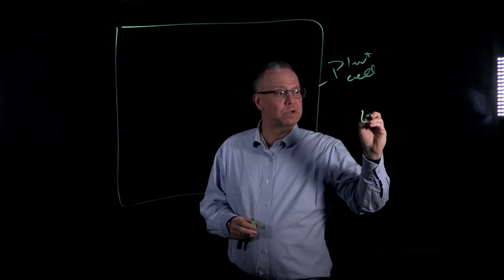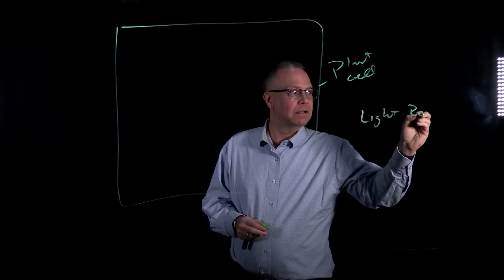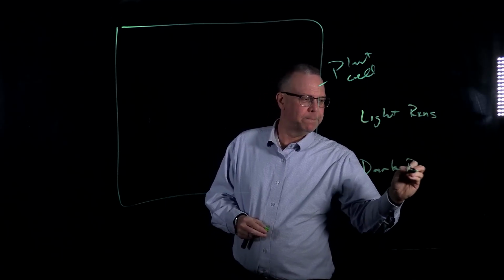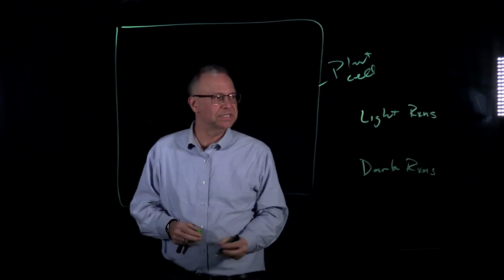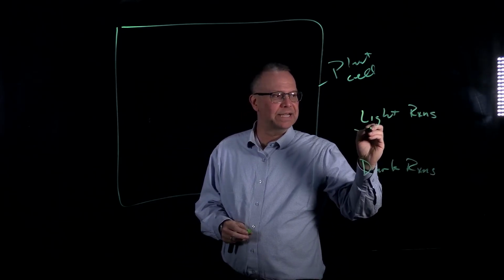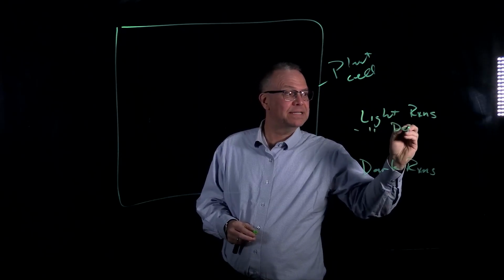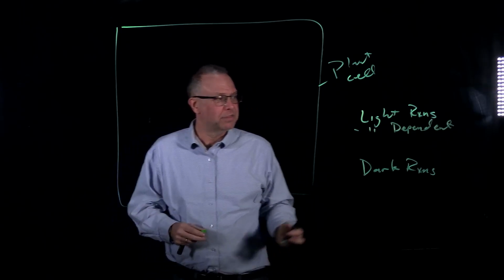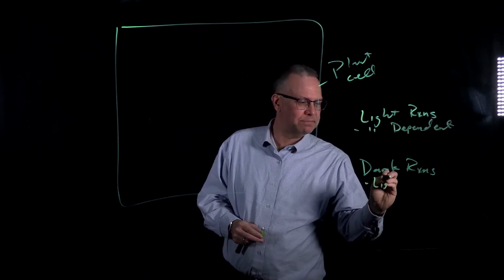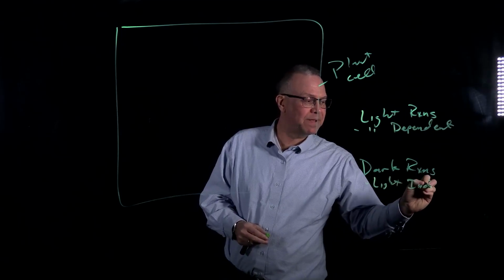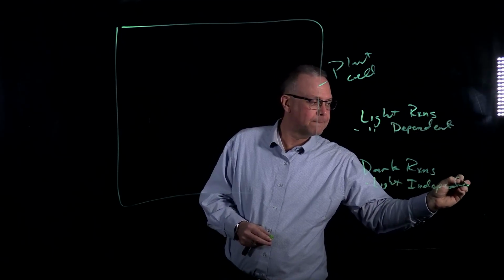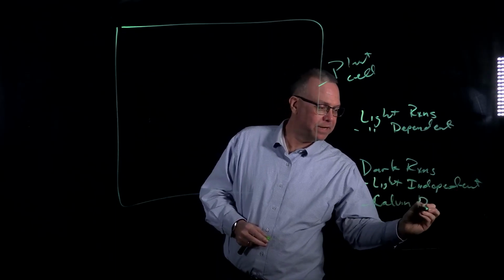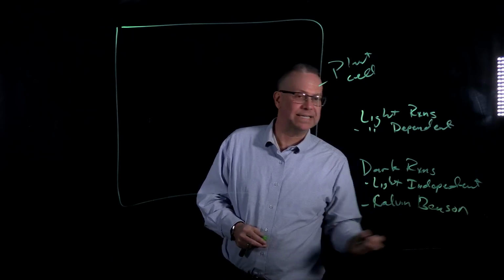We talked about these before, the light reactions and the dark reactions. These are oftentimes referred to as the light dependent because they require light to operate. The dark reactions, sometimes we call those the light independent, often referred to as the Calvin-Benson cycle.